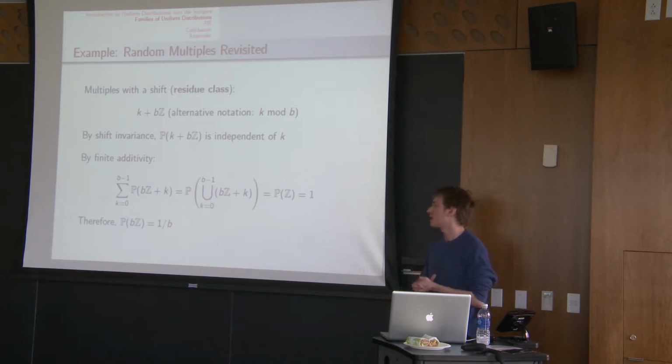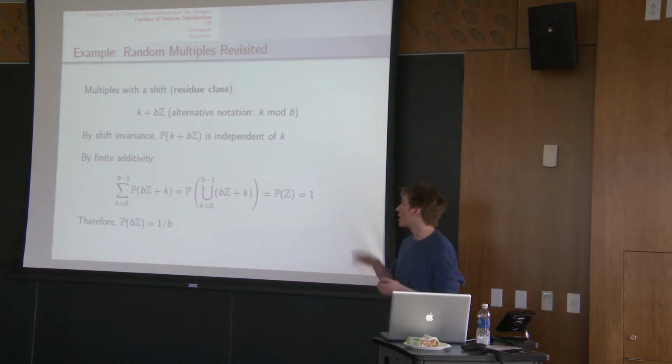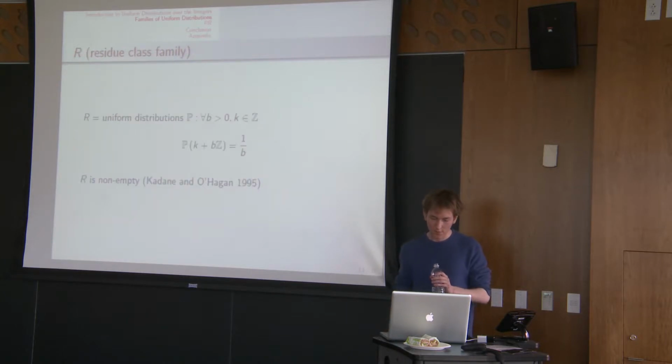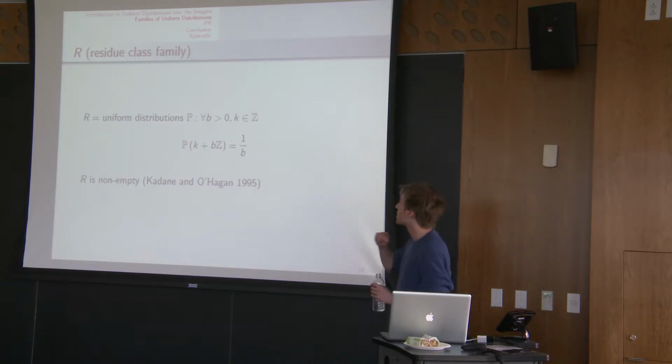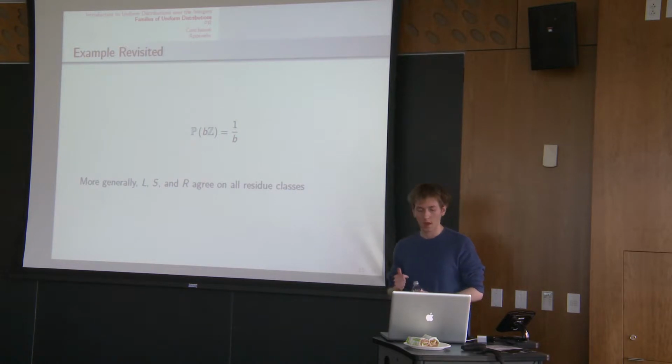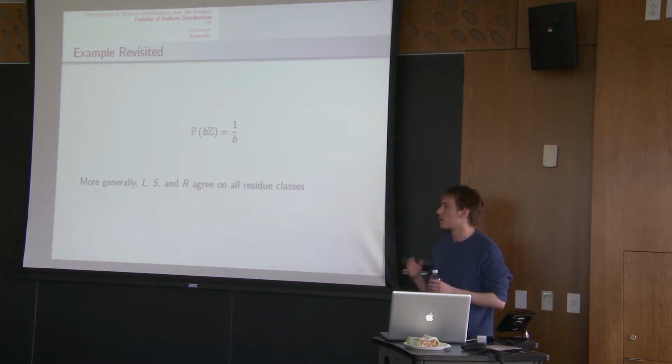Now, each of these terms has to be equal. So there are B terms, so each term has to be 1 over B, in particular the probability of the multiples of B. And so that agrees with what we had for the limit frequency family. For the residue class family, we're just going to start with these residue classes and say any residue class mod B has probability 1 over B. And this is another infinite family of uniform distributions. And of course, just by definition, for our example, the probability of the multiples of B is 1 over B. And more generally, straightforward extensions of the proofs I've given show that all three of these families agree on all residue classes.